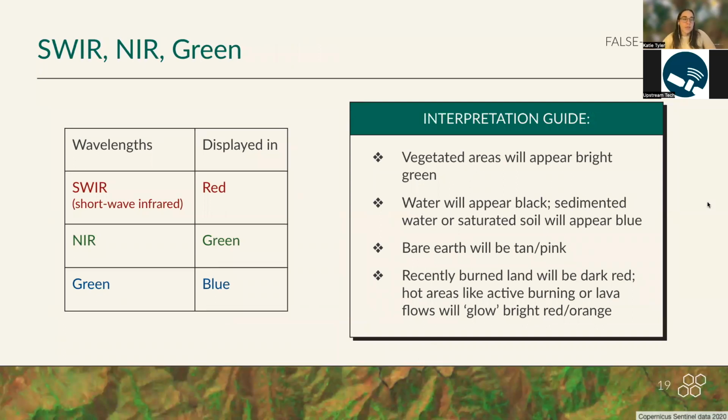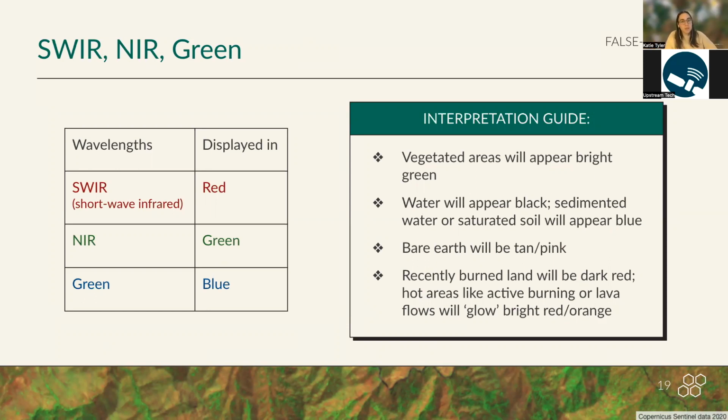The next type of false color imagery we have displays shortwave infrared using red light. It displays the near infrared band using green light and the green band using blue light. Again, what does this actually mean when we're looking at the imagery? Vegetated areas will be a really fluorescent green. Water will be black, or blue if it's sedimented. Bare earth will be tan and pink.